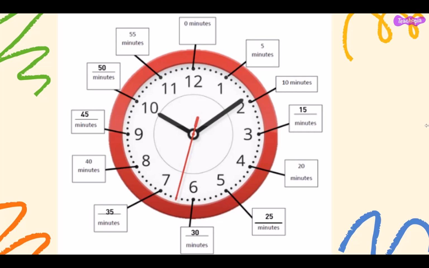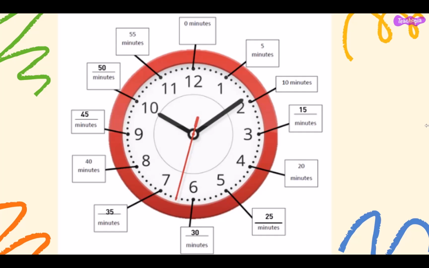The next activity is a fill in the blanks of the minutes on the clock. A few of the minutes that are left blank, the answers are 15 minutes, 25 minutes, for 6 it is 30 minutes, for 7 it is 35 minutes, for 9 it is 45 minutes, and for 10 it is 50 minutes.